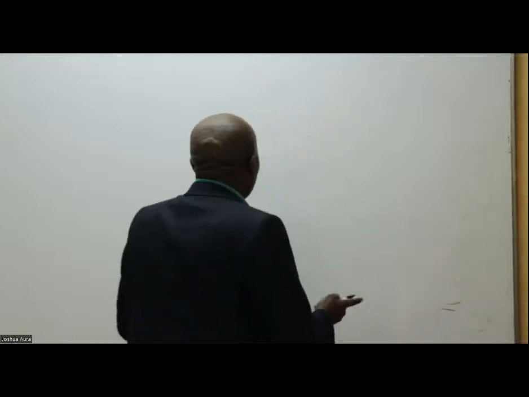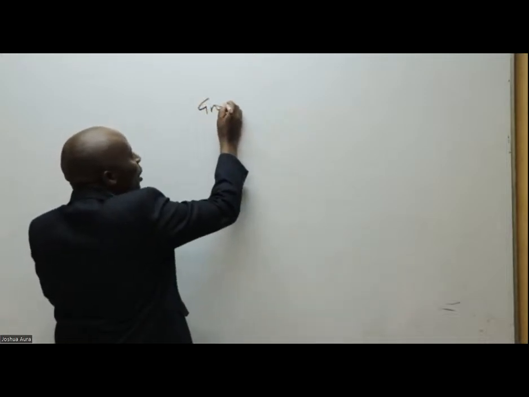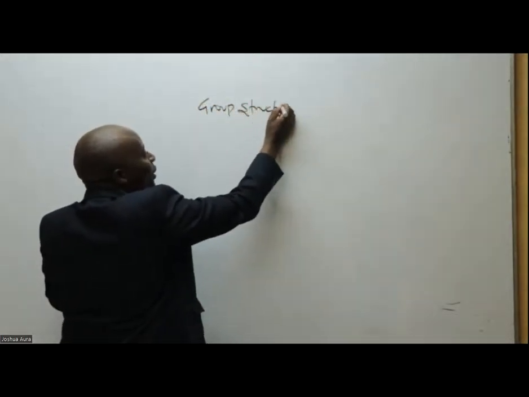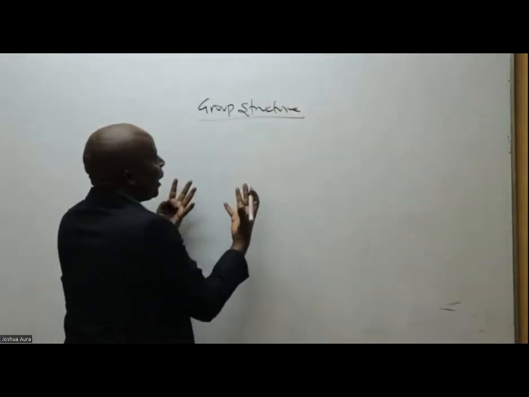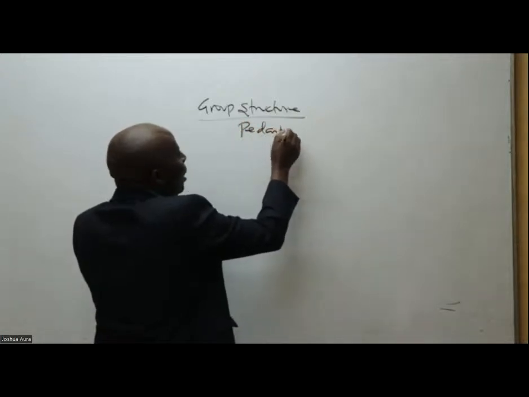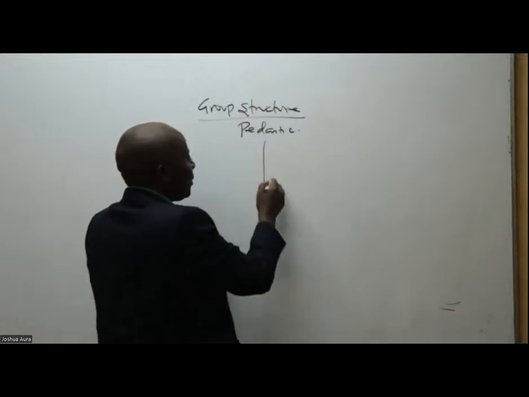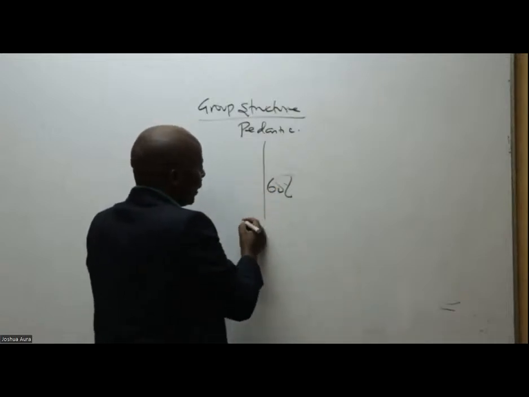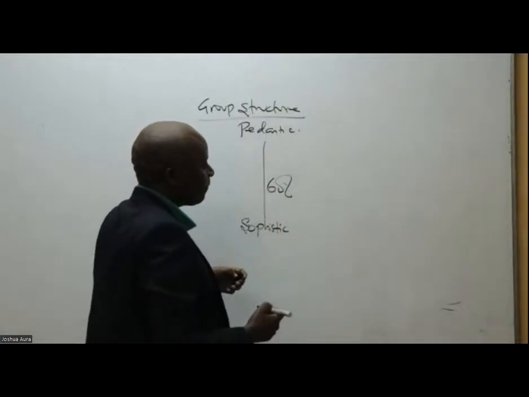Let me go through the charts here. Ladies and gentlemen, remember, as usual, in any group question you must always start with what we call the group structure. And this is how our group has been structured. We have one company called Pedantic, which has gone ahead to acquire some 60% of the shares of another company called Sophistic.